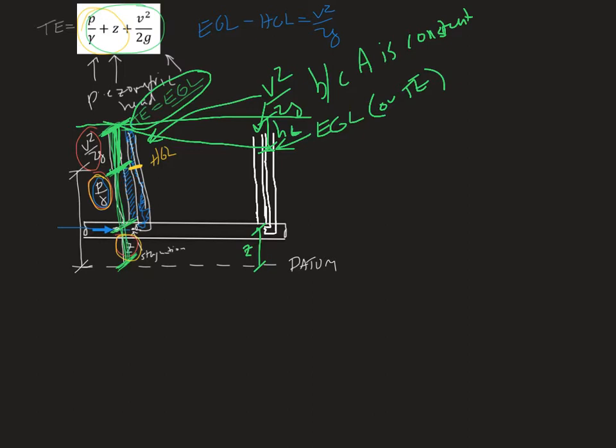Now I'm going to work backwards. So I got the Z. V squared on 2G is going to be the same in both places, so whatever it was on the right, it's going to be about that on the left. I'll put it as best I can draw it, down to about there. So this is V squared on 2G. Let me draw the water in here. The water is going to be driven up to here, and the only leftover bit in between is P on gamma. And so right here, this is our HGL.